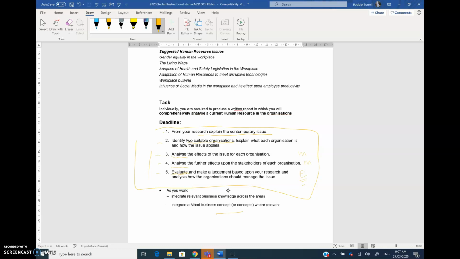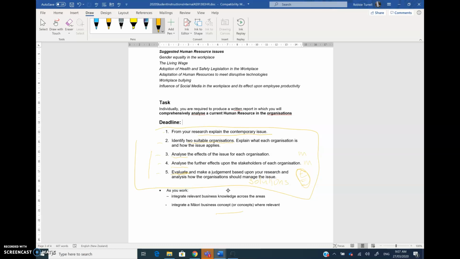Now this is the big bit, because this really is what gives you the evidence for our excellence. Evaluate: make a judgment based on your research and analysis how the organisation should manage the issue. In other words, what solutions do you propose? That's a big ask for you guys, because that is one thing that these organisations probably can't work out, which is why the issues are.